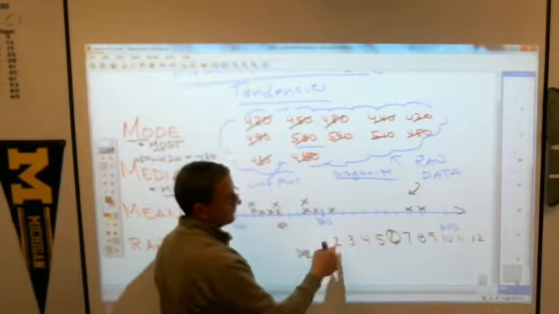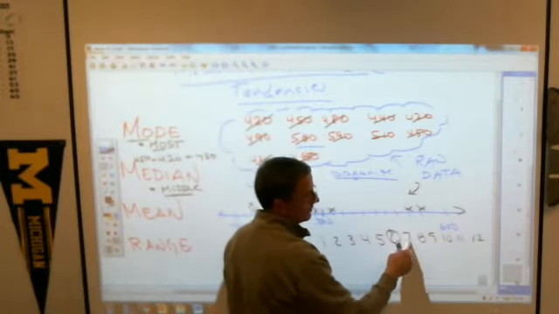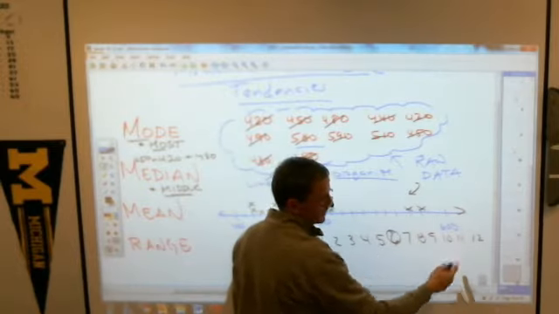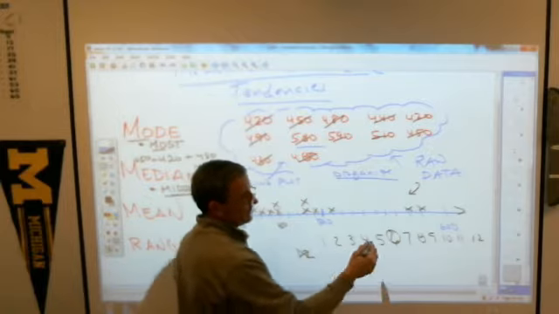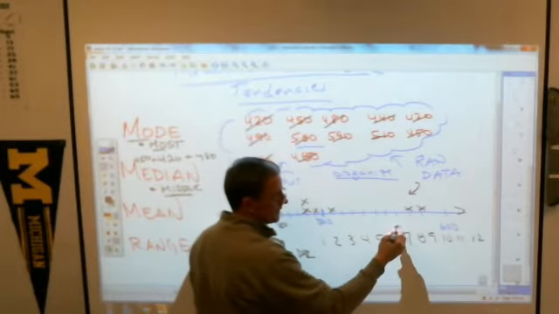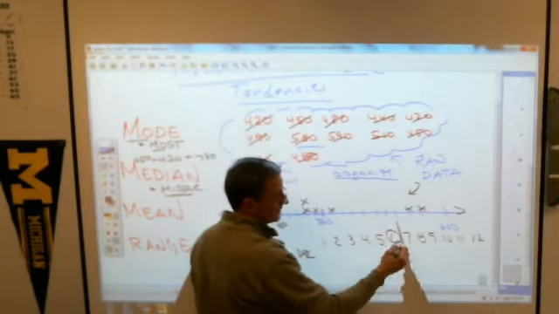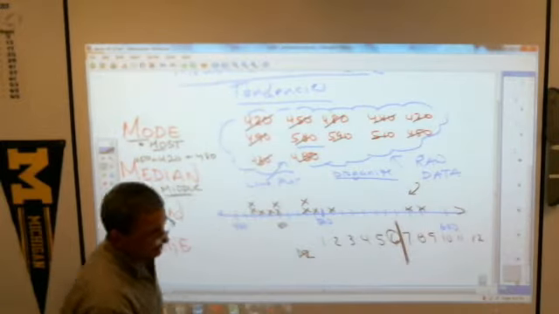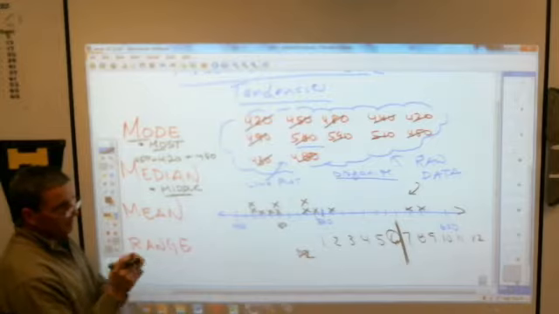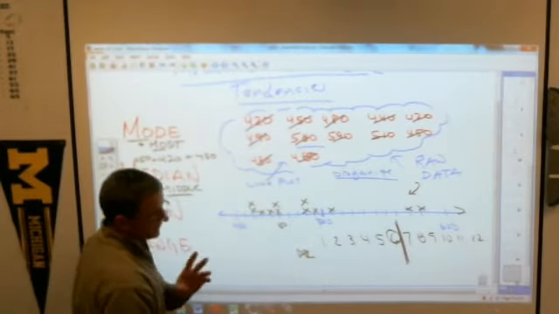1, 2, 3, 4, 5. How many numbers are on this side of 6? 1, 2, 3, 4, 5, 6. So the 6th number is not the middle. If it's an even number, you're going to have to find the average. The middle is right here between the 6th and the 7th number. So you're hoping for an odd number, because in an odd number you do have an exact number in the middle. If it's an even number, there's two middle numbers, so you got to find their average.